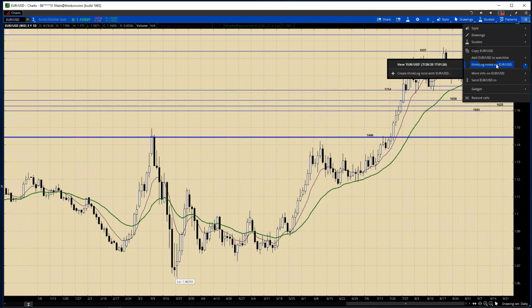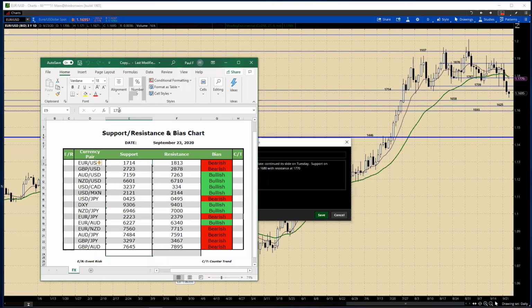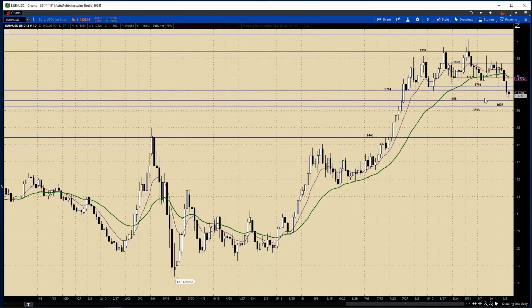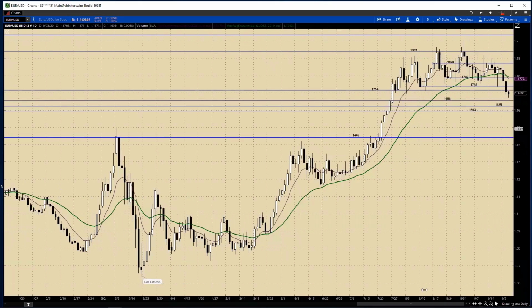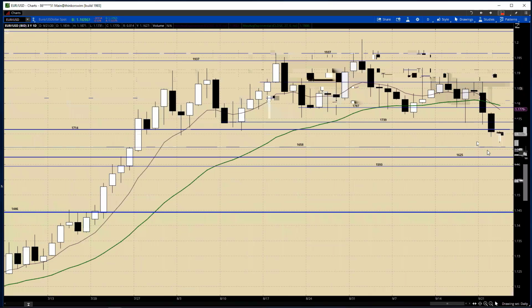Okay, take a look at the euro. So the euro continued its slide on Tuesday. Support on Wednesday will be 1680 with resistance at 1770. And you can see here that the low today has been, I'll pull this up a little. There we go. So the low has been 1671, and we're kind of pushing back up towards 17. So 1680 on the downside, 1770 on the upside. We're moving to cable.